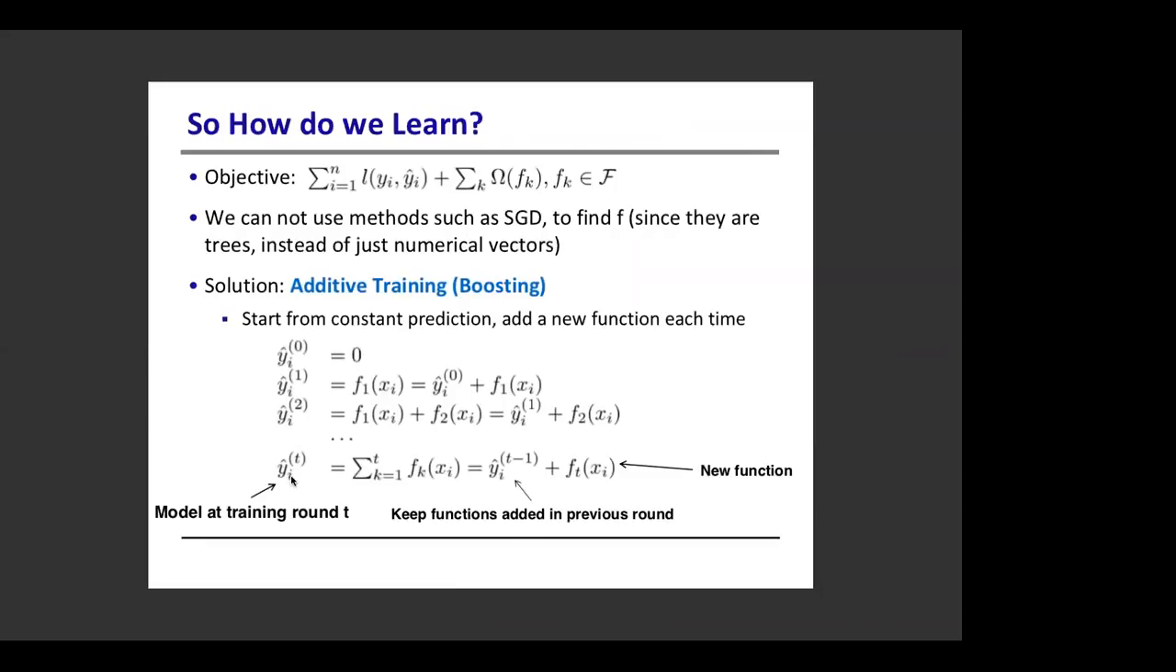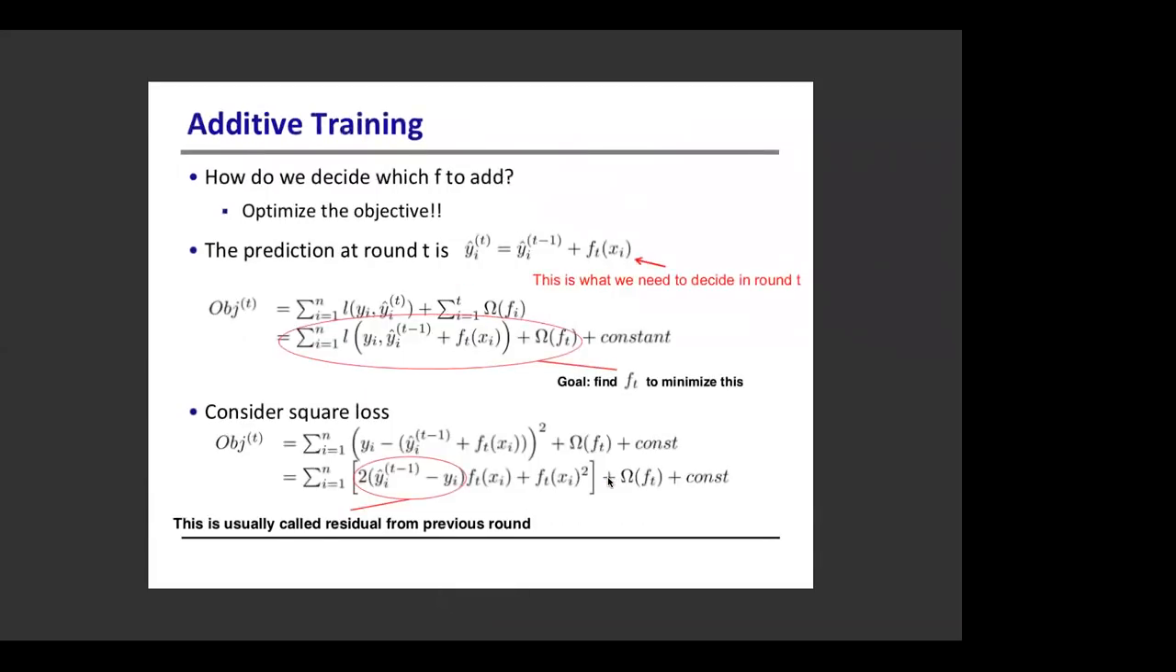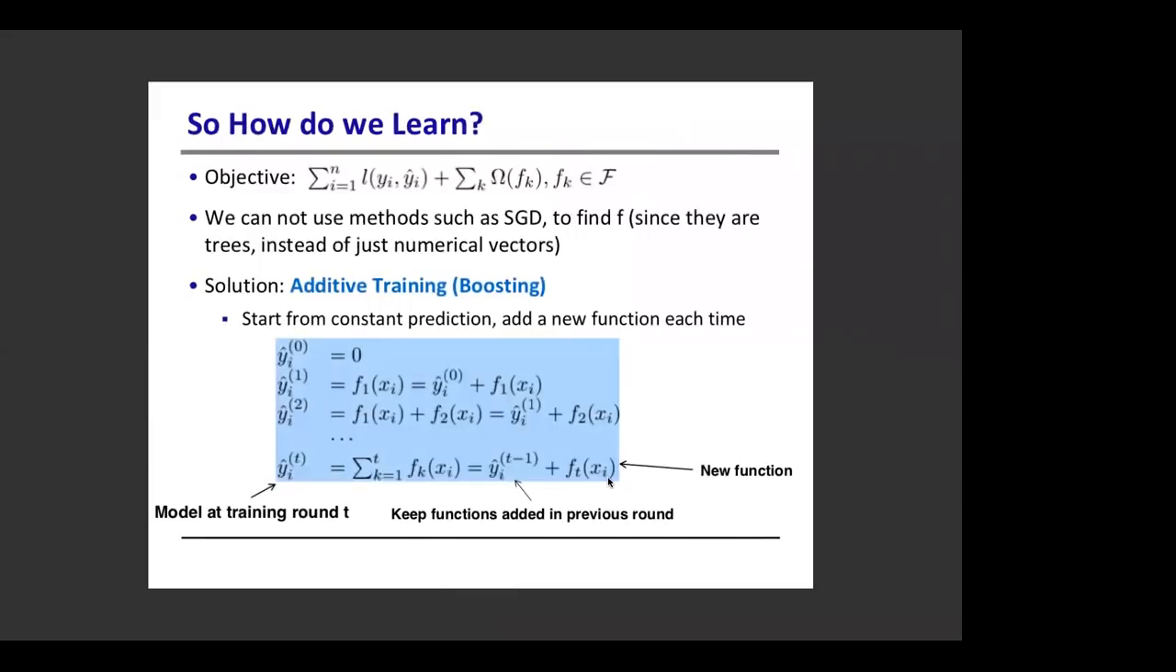So what we're doing is, the model at the training round T is basically the prediction from the previous step plus the new prediction. That's what is going on here. Now, please pay attention. If you have any questions at this point, please ask, because we're going to go into more detail into this.